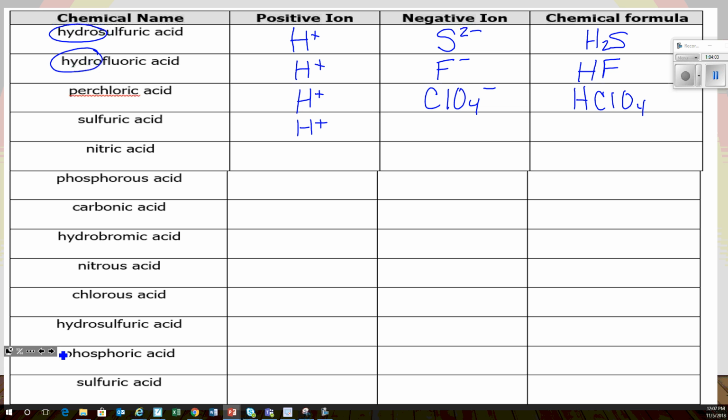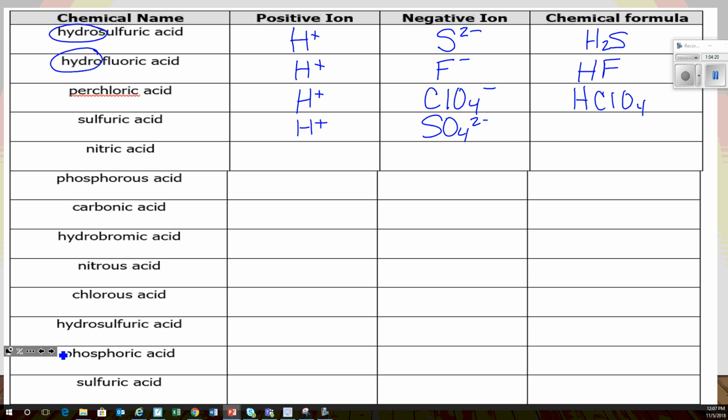Okay, next one. Sulfuric acid. Again, no hydro. It goes to what? Ate. Right? It goes to ate. Thanksgiving dinner. So sulfate is what I'm looking for on the back. What is it?